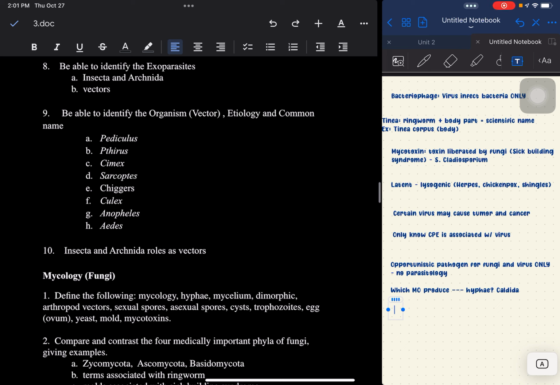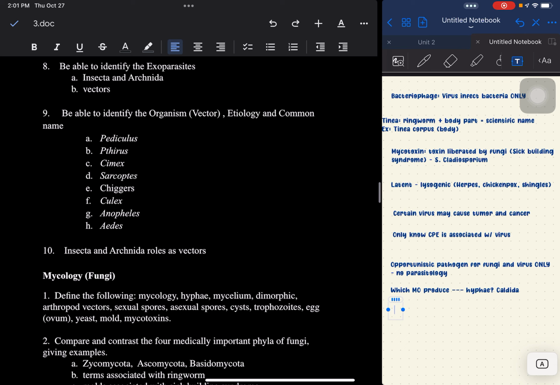Nematoda are the roundworms, so the true worms. Okay? I expect you to know what cestoda is. They are the tapeworms, not real worms. And I expect you to know what the trematoda are, the flukes, not real worms.